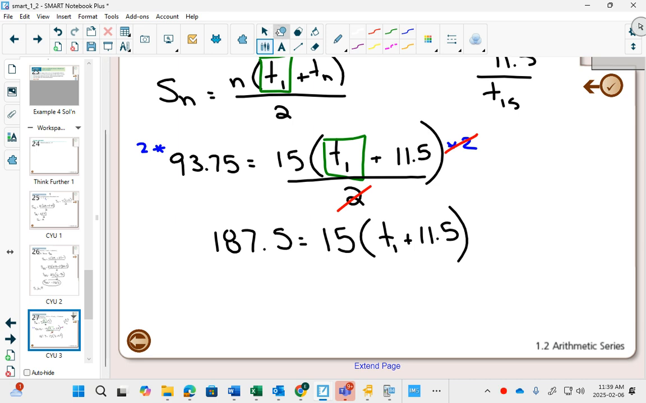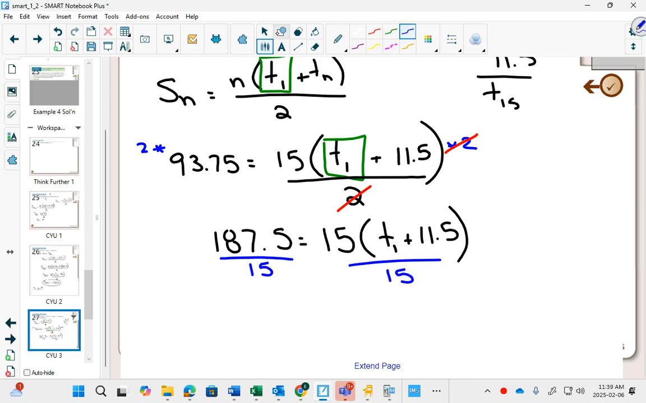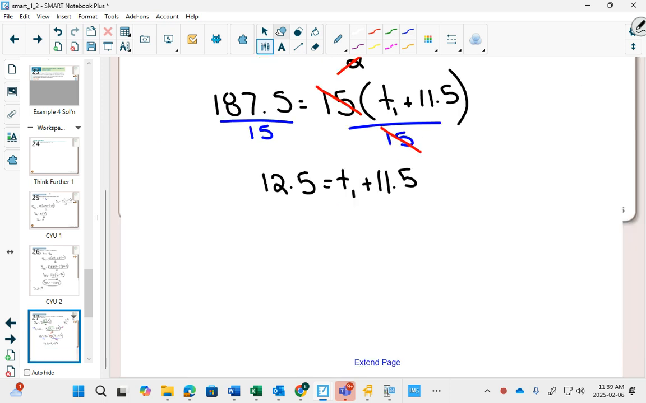You have actually a couple of options here. You could either distribute the 15, or you could divide both sides by the 15. If we divide both sides by 15, these 15s will simplify, and I will get 12.5 equals term 1 plus 11.5, and if I subtract the 11.5 on the other side, I get my term 1 is 1.